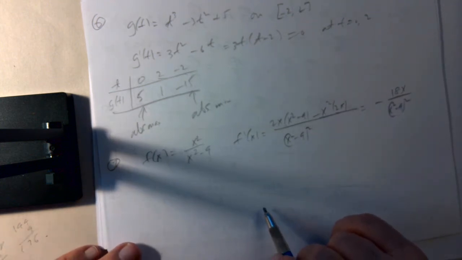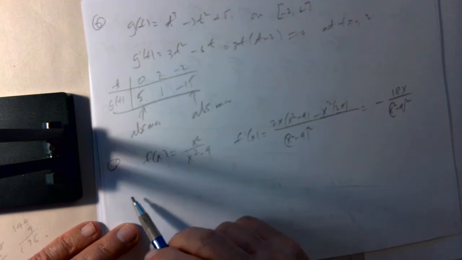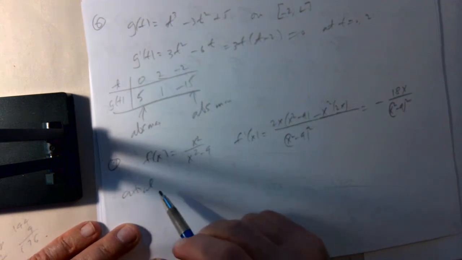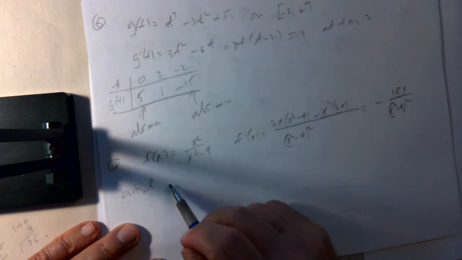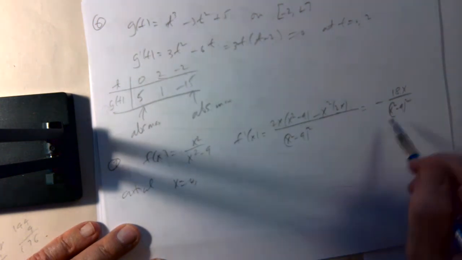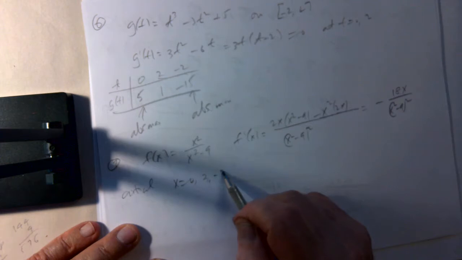So what are the critical numbers? The critical numbers are where the derivative is 0 or doesn't exist. The derivative is 0 at x equals 0, and it doesn't exist when x is plus or minus 3.